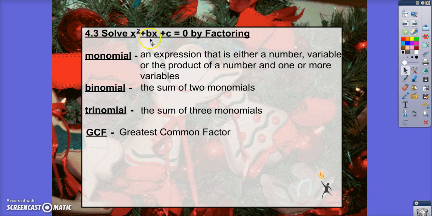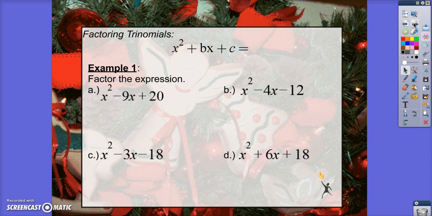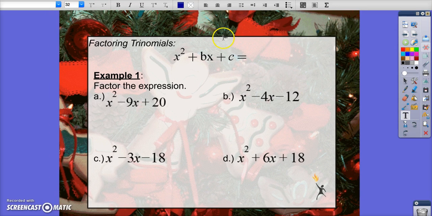Trinomial, if you look, x squared plus bx plus c is a trinomial. There's 3 of them. All right, so for the next part, factoring trinomials. In order to factor the trinomial x squared plus bx plus c, we know it would be x plus m times x plus n. You might be wondering, what does that mean?